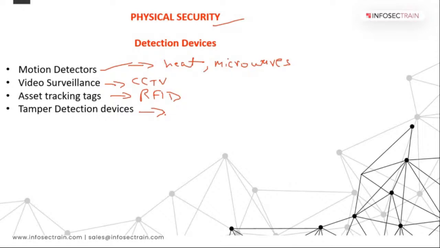So tampering, if we have some other things, like we have some box, and like we got a parcel from Amazon, and if we use something, so tamper detection devices will help them to find out if this is used or not, right? So those are your tamper detection devices.